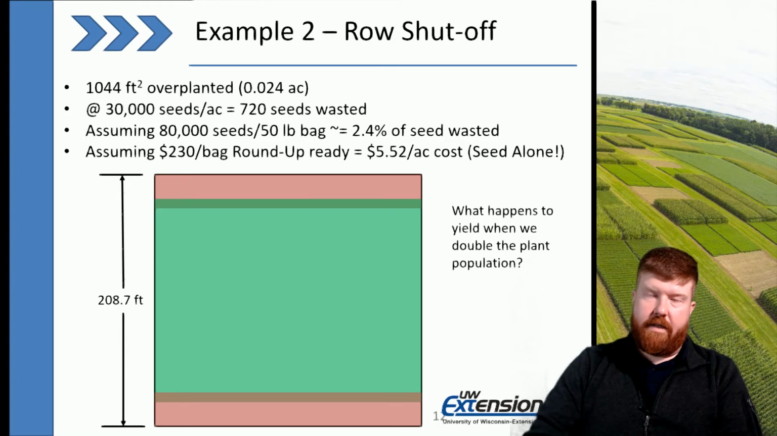Now, all that's doing is calculating the price of seed that we overplanted. What happens when we double the plant population? What happens to the yield in those end rows? Anybody will tell you if you double the plant population, same amount of nutrients, yield is going to go down. So we're actually losing yield on that end as well. So utilizing row shutoff in a planter will actually save you money on seed as well as yield in the end of the year.